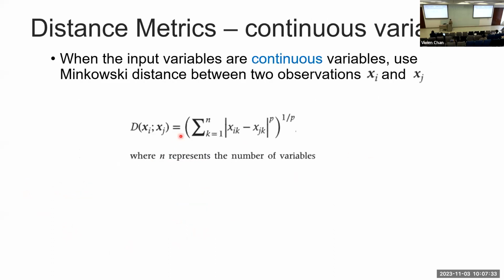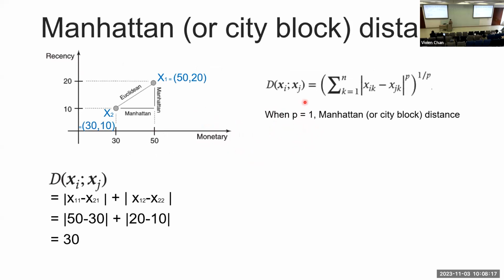For the continuous variable, this is the formula of the Minkowski distance. It simply means that this is the distance between 2 data points, xi and xj. These are the coordinates of xi and xj over n-dimensional space, k equals 1 to n. And there is a p value here. Depending on the value of p, you will get different distance metrics. The most commonly used p value is p equals 1. When p equals 1, we call this the Manhattan distance. So what is the Manhattan distance?